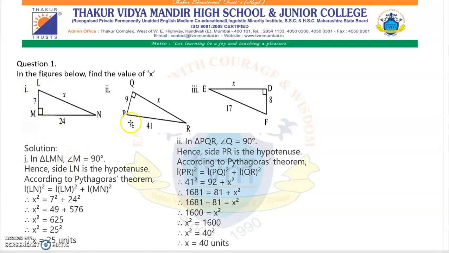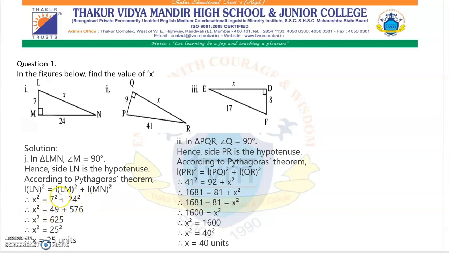So triangle LMN is right angled at M. The side opposite to the 90 degree angle, LN, is called the hypotenuse. So hypotenuse square, meaning LN square, is equal to perpendicular square, LM square, plus base square. X square equal to 7 square plus 24 square.